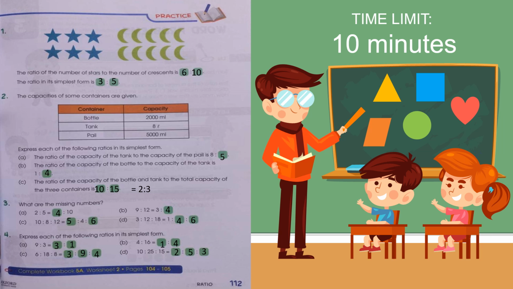In question 2, we have the capacities of some containers. The bottle is 2000 milliliters, the tank is 8 liters, and the pail is 5000 milliliters. We have to express certain ratios in simplest form. In part A, the ratio of the capacity of the tank to the capacity of the pail is 8:5. And why is it so?